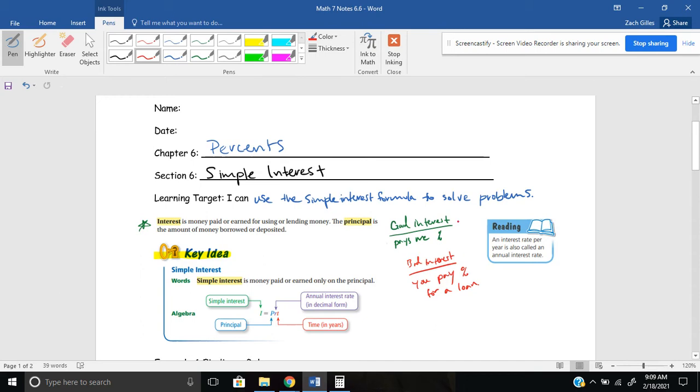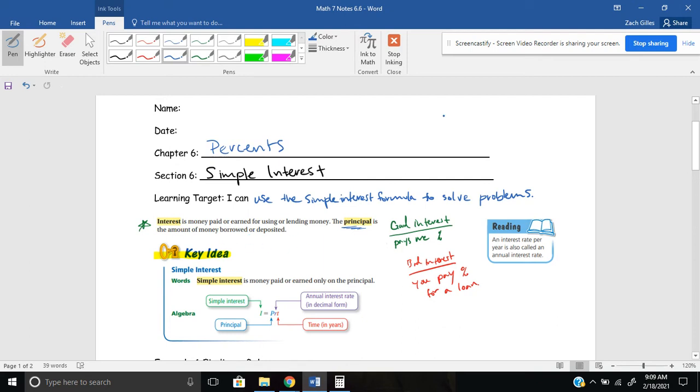So sometimes interest makes you money, and sometimes you have to pay interest, like for a loan, for example. Those two things will be a lot more evident once you start taking loans out for borrowing money. Then the other vocab word that we have is principal. And this isn't the principal like the principal of a school. This is an amount of money that you borrowed or deposited.